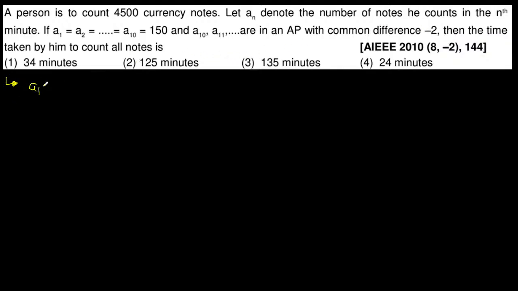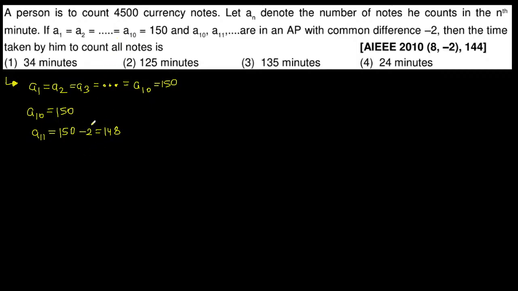So A1, A2, A3, dot dot, up to A10 equal to 150. Now A10 is 150, A11 is 150 minus 2, that is 148.